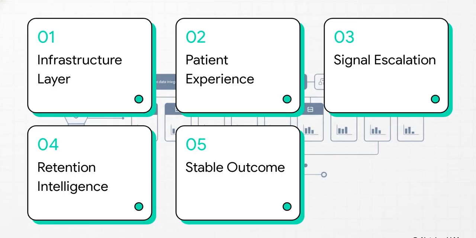To answer that, we're going to walk through a 5-part blueprint. First up, we'll look at the architecture, where this layer actually fits in. Then we'll see it from 2 different angles, the patient's and the staff's. After that, we'll unpack the intelligence it creates, and finally, we'll tie it all back to the end game, a stable, predictable, and successful program.